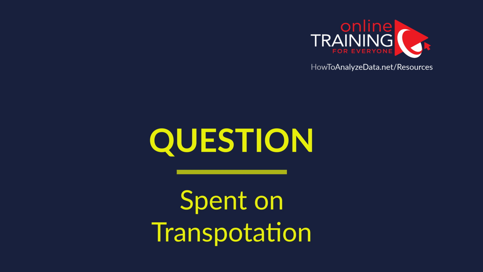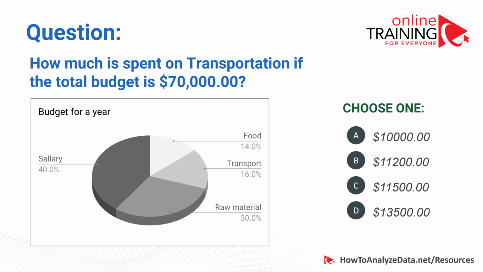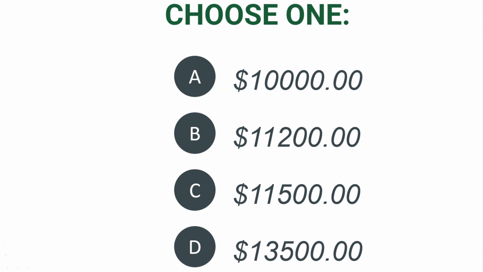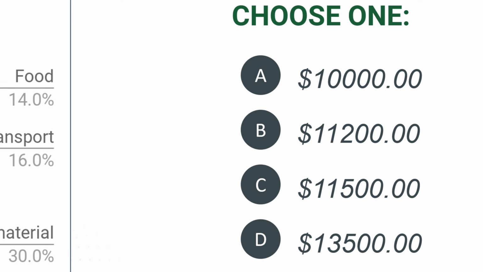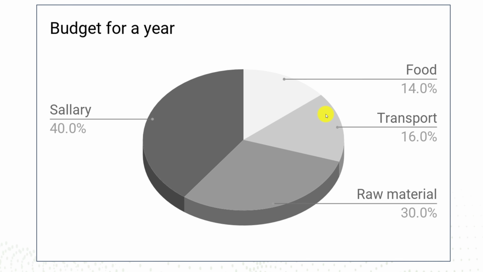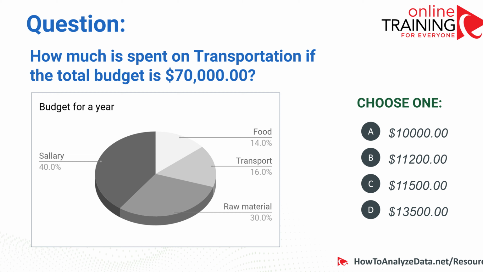Let's look at the question, which is frequently used to test your knowledge of charts and graphs, and frequently used as part of math reasoning, logical reasoning, and also numerical reasoning tests. How much is spent on transportation if the total budget is $70,000? You have 4 choices as usual: $10,000, $11,200, $11,500, and $13,500. You are also presented with the graph on which transportation is 16% of the entire budget. Which one do you think is the right choice here?